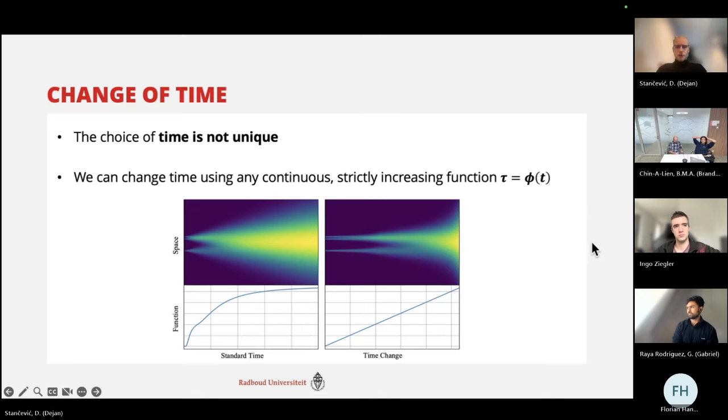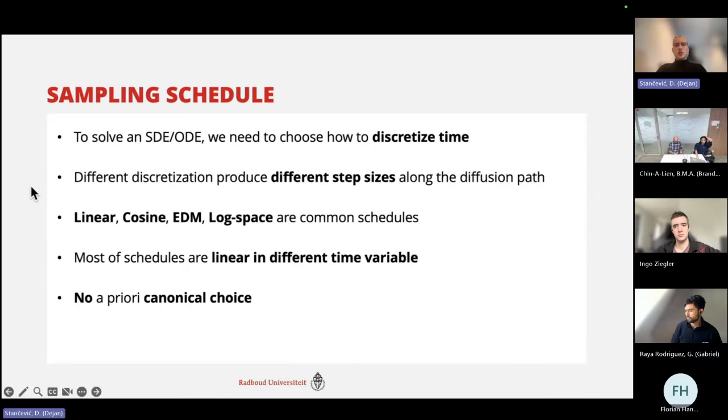So why is this important? Well, for sampling, in order to solve a backward SDE, we need to discretize time. Different discretizations produce different step sizes along the diffusion path, and they affect the quality of a generated sample quite a lot. There are some common schedules, for example linear, cosine, the EDM one that is optimized for images for second order solvers, and a log space. Most of these schedules are actually linear in a different time variable. So we can think of them as just performing a change of time variable and then discretizing equidistantly in that new time variable. However, there is no a priori canonical choice, given your data set, of which one will work the best and for which solver.